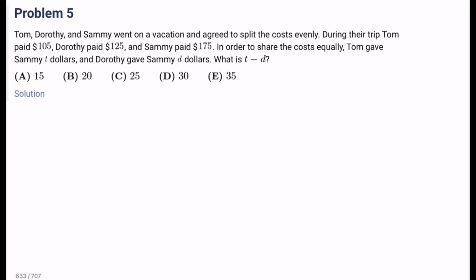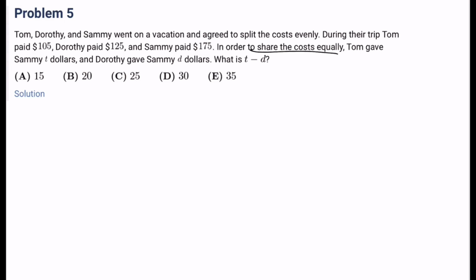It's C. Number 5: Tom, Dorothy, and Sammy went on a vacation and agreed to split the cost evenly. During the trip, Tom paid $105, Dorothy paid $125, and Sammy paid $175. In order to share the cost equally, Tom gave Sammy $T and Dorothy gave Sammy $D. What is T minus D?